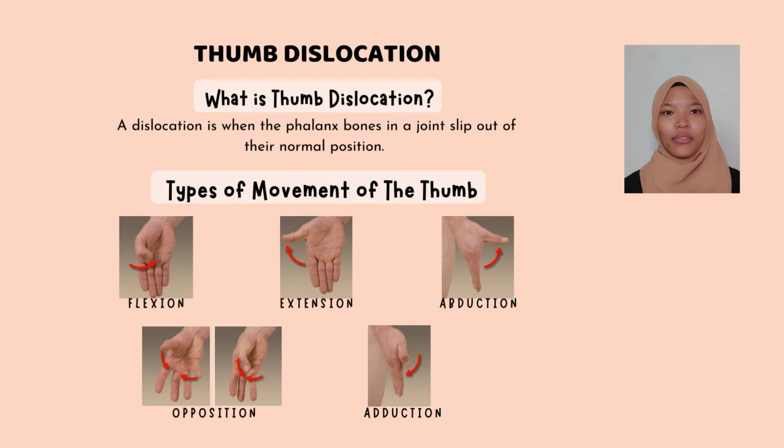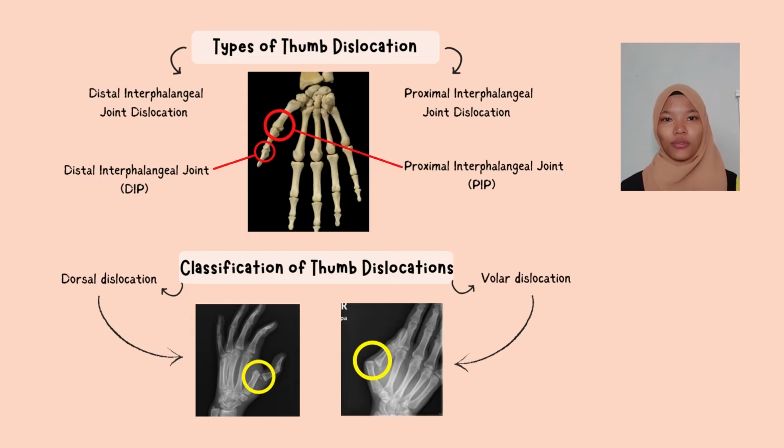First, thumb dislocation is when the phalanx bones in a joint slip out of their normal position. The sports that are familiar with thumb dislocation are football, basketball, gymnastics, volleyball, or combat sport. The movement of the thumb consists of 5 movements, which are flexion, extension, opposition, adduction and abduction. There are two types of dislocation: distal interphalangeal joint dislocation and proximal interphalangeal joint dislocation.